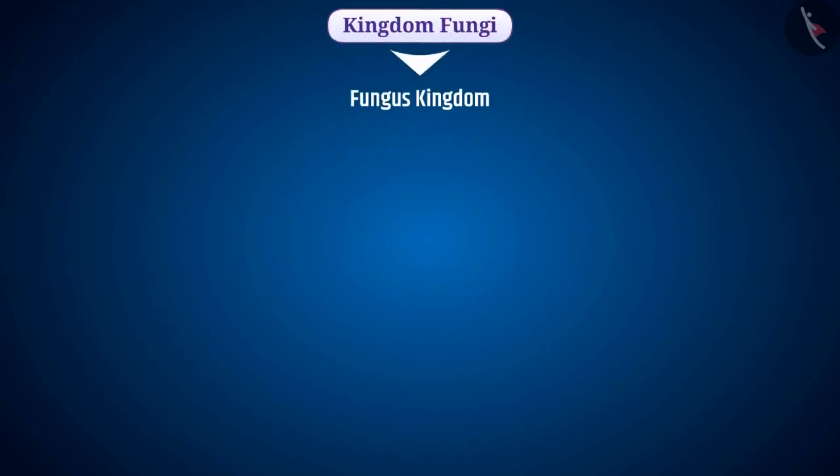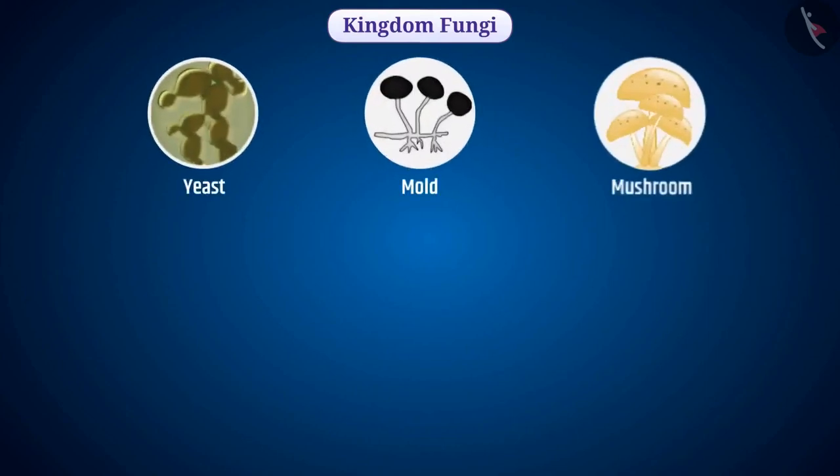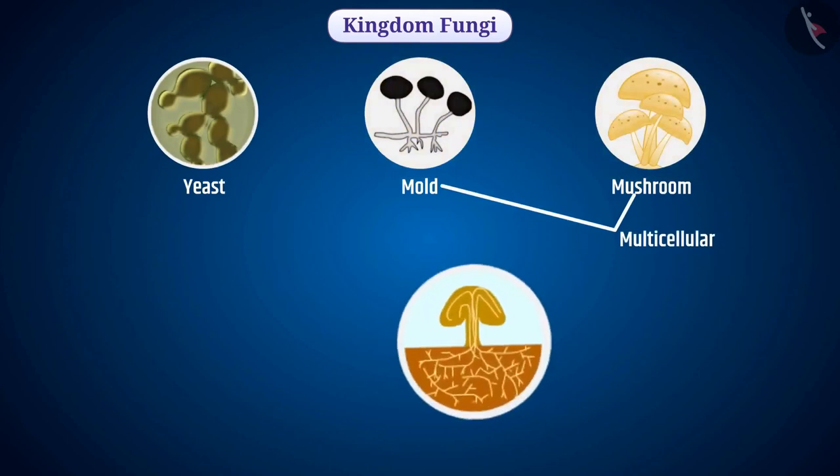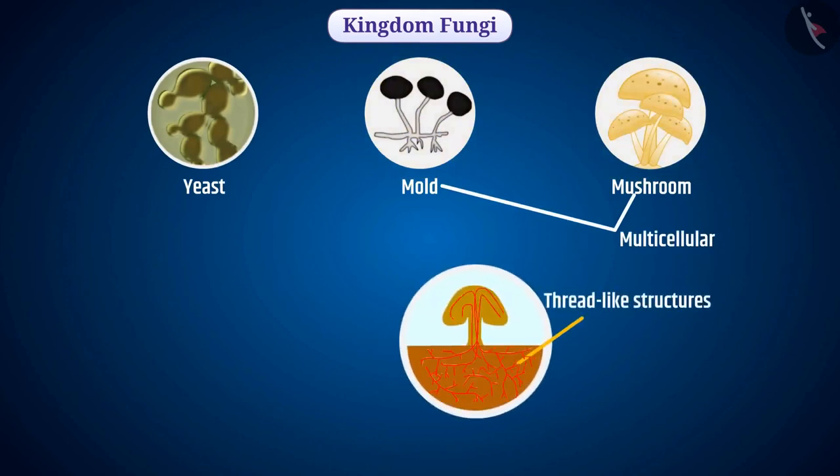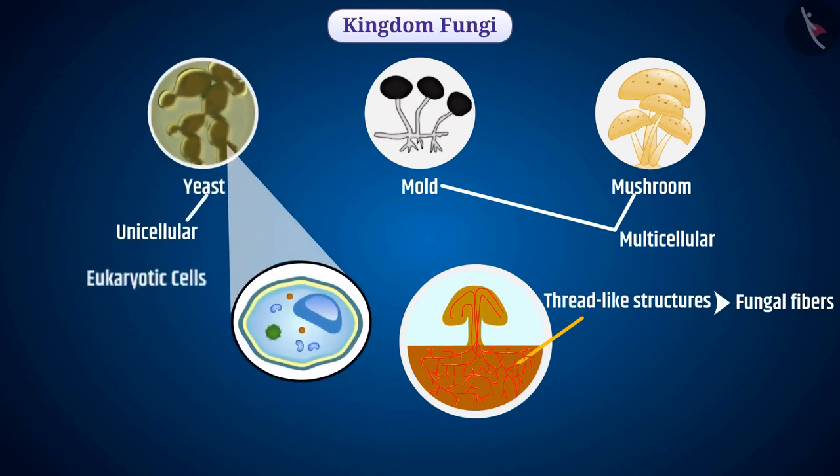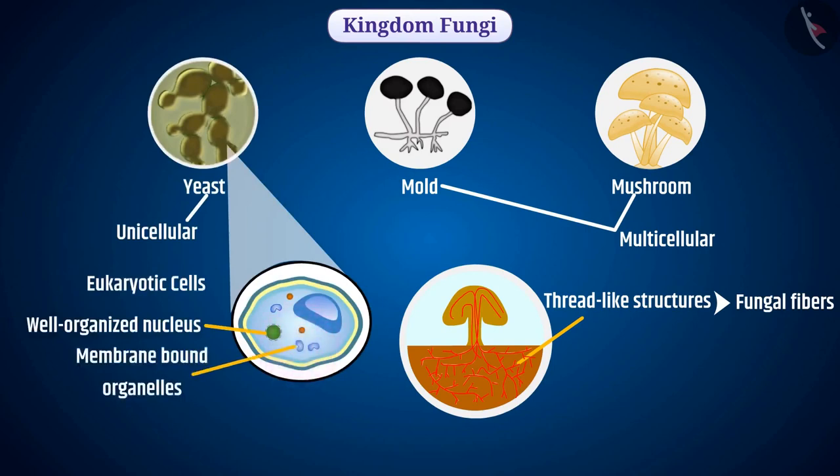Now, let's discuss the kingdom Fungi. The Fungi kingdom is also called the fungus kingdom. These include organisms like yeast, mold, mushroom, etc. Most fungi are multicellular, made up of long, thin thread-like structures. These structures are called fungal fibers. But yeast is unicellular. They are made up of eukaryotic cells which have a well-organized nucleus and other membranous organelles. Their cells contain cell walls, which are made up of a complex carbohydrate called chitin.